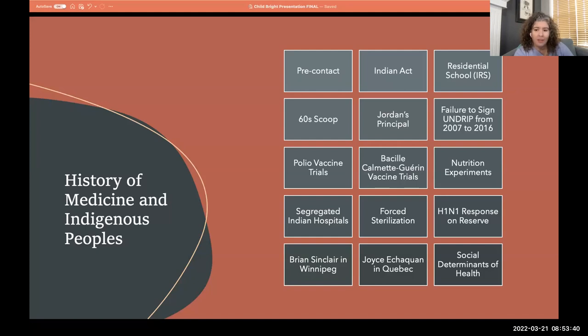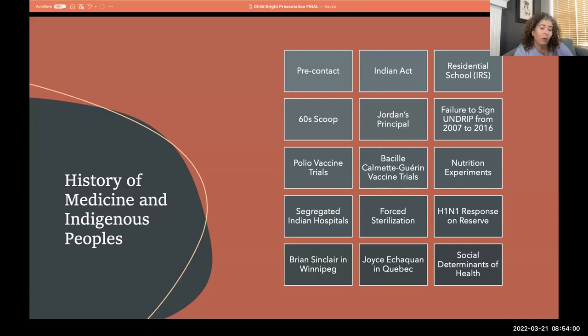In 2007, 144 countries signed the UN Declaration. Only four countries opposed. Those countries were Australia, New Zealand, the United States, and Canada. And it took us until 2016 to actually become a signatory of that document.